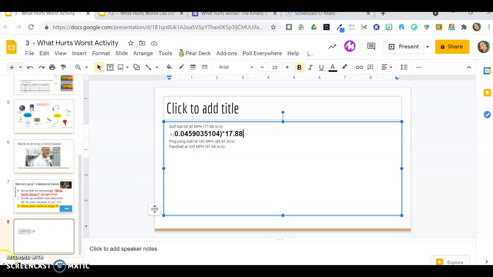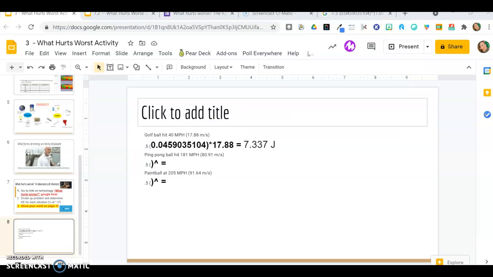Alright, so let me pause this for a second. I'm going to go to the next. Okay, so the first one, the golf ball hit at 40 miles per hour, will be 7.337 joules of energy. And that's kinetic energy. So let's do the ping pong ball at 181 miles per hour.